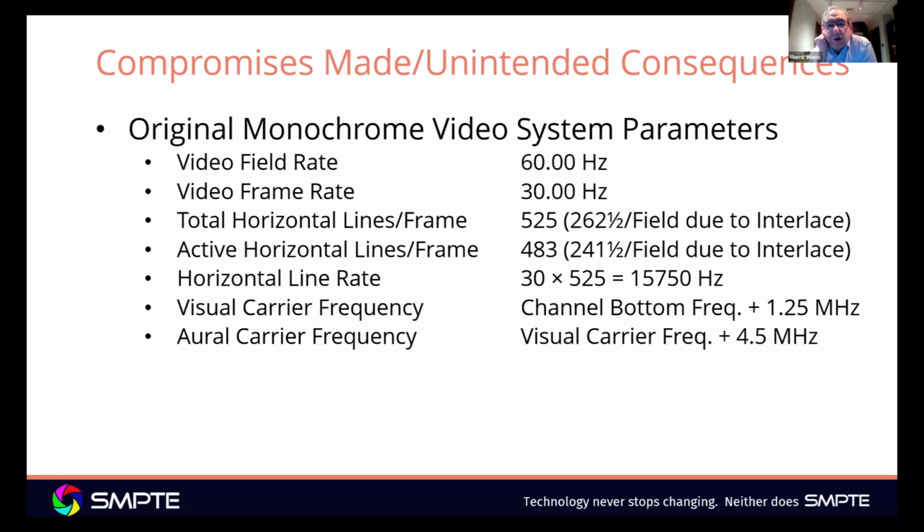So if we look at the original monochrome video system parameters as a baseline for what we're going to be exploring, as I mentioned before, we had a field rate of 60 hertz and a frame rate of 30 to match the power line, minimizing the hum bars. The total number of horizontal lines in a frame was 525, which in fields was essentially 262 and a half lines per field because of the use of interlace in the television signal.